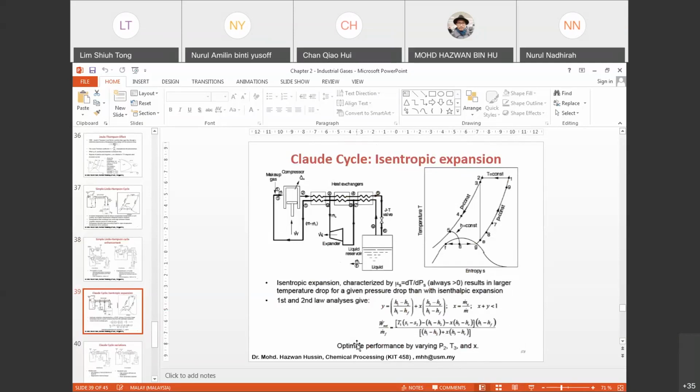And next, we are moving on to the Claude cycle. For the Claude cycle, this is related to isentropic expansion. Does anyone know what is meant by isentropic? Anyone want to try, or understand what it means by isentropic?